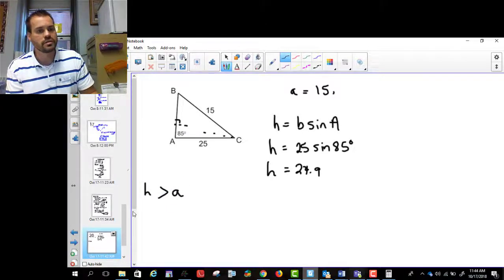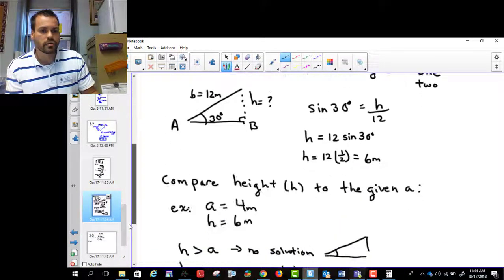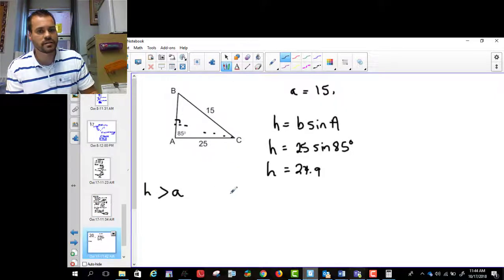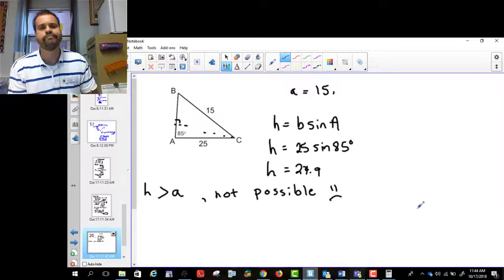It's bigger than a. So if we look back at what we're talking about, if the height's bigger than a, there's no solution. There's not an actual triangle. So this is not possible. We say not possible. It doesn't work. And we kind of get angry.